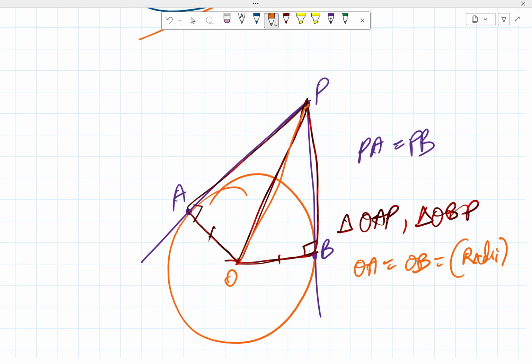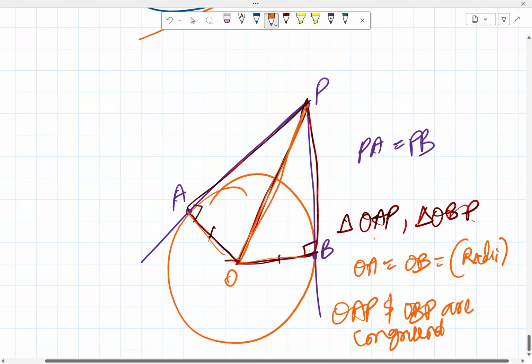So the two triangles OAP and OPB have the same hypotenuse, and they have this side as the same. So we can say triangles OAP and OPB are congruent, or if you like, you can say they are similar.